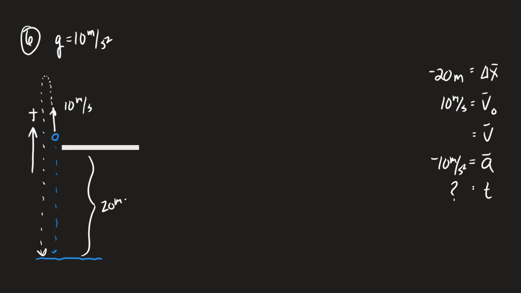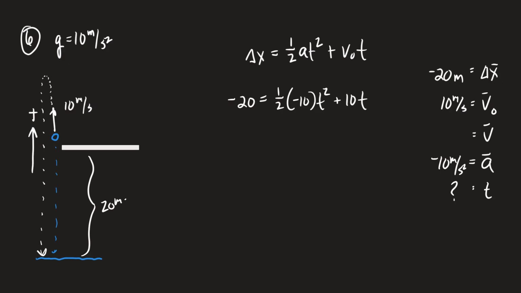Because this one has a bit of a hiccup in it. And we'll see if you guys are capable. I need a relationship that can be used to solve for the time. I'm not going to use anything that has to do with the final velocity, and I'm going to use the same relationship as before. So, delta x equals 1/2 a t squared plus v naught times t. So I have -20 equals 1/2 times -10 t squared plus 10 t.